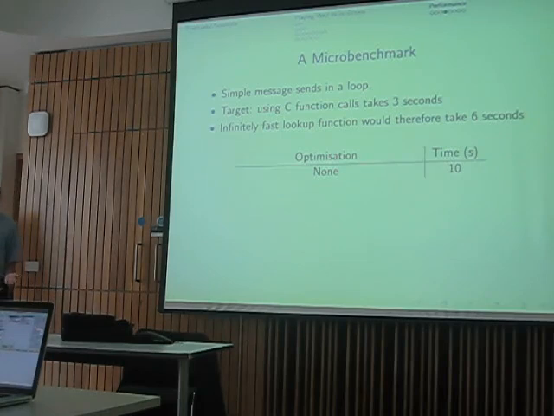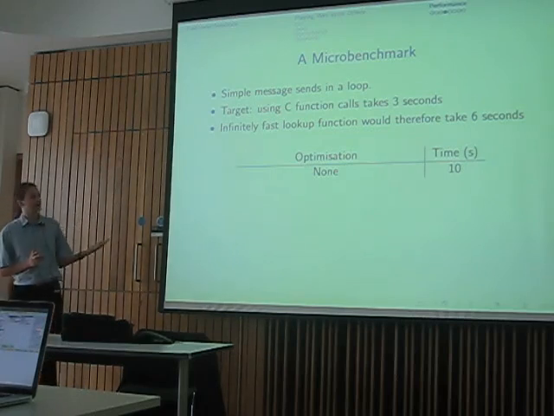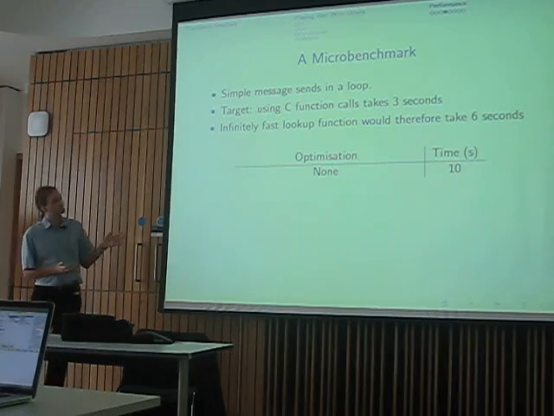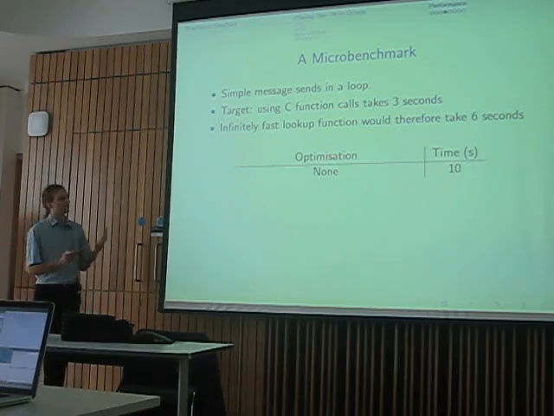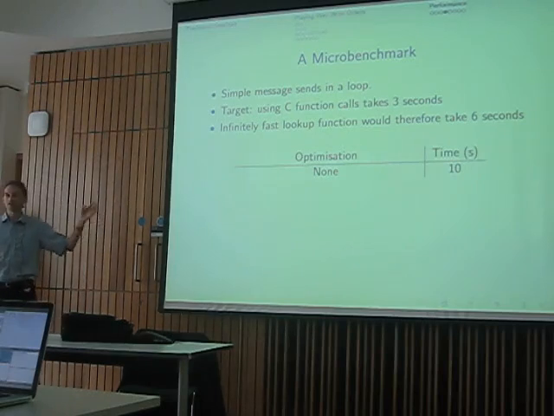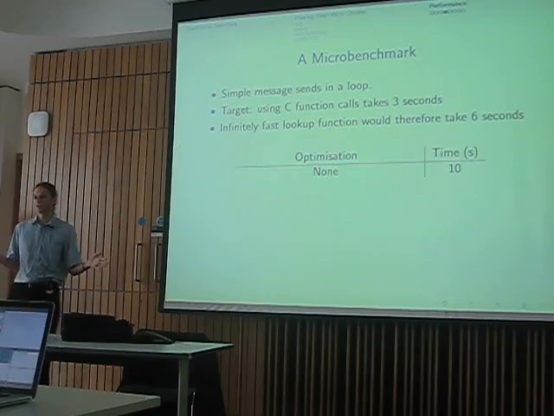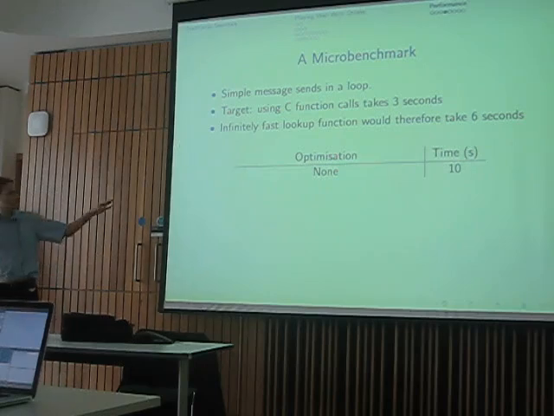So I now have the traditional misleading micro benchmark that every compiler writer puts on their slide so they can say, look, this stuff is really fast in this specific case. This was just a simple loop sending a message. The equivalent code in C doing a C function call took 3 seconds with the same loop. So to do the method lookup, we need to call the lookup function, and then we need to call the real function. So 6 seconds is kind of the theoretical best case. If the lookup takes no time itself, just the cost of the 2 function calls will take 6 seconds. So we compile this with no optimizations, it takes 10 seconds. So we're a third of the speed of C, and that's not great.